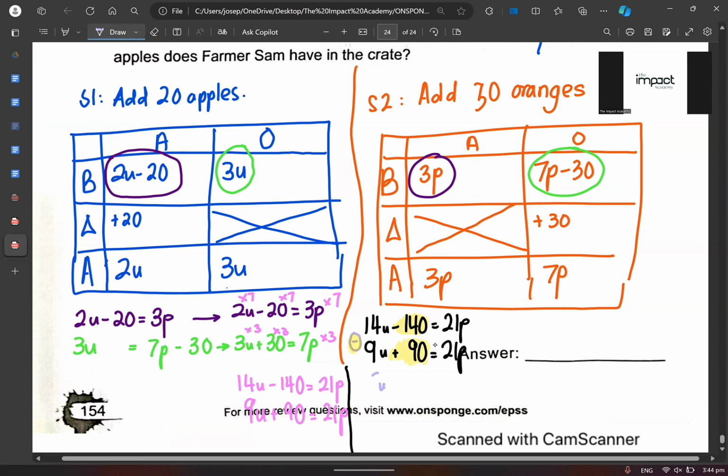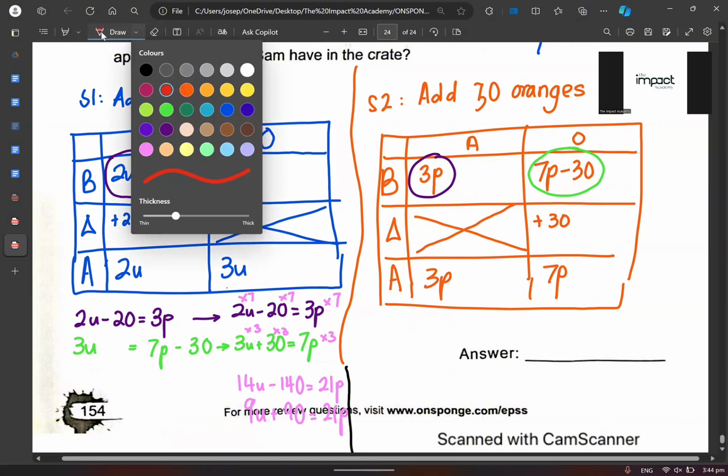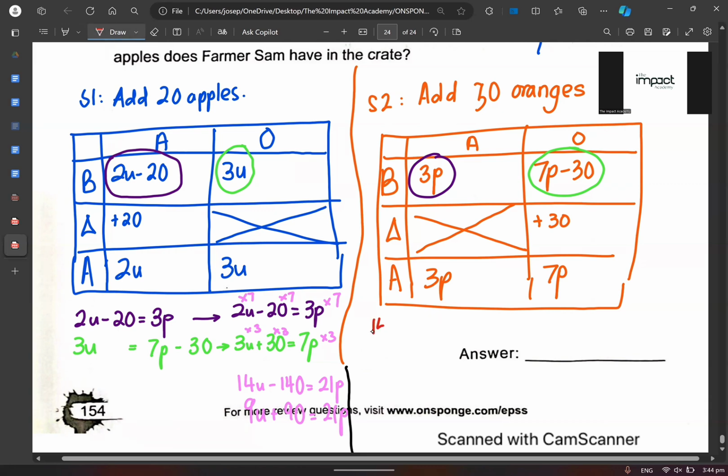Because if both are equals to 21 parts, we can just put them side by side. We don't even have to do this, okay? Because if both are equals to 21 parts, all I need to do, listen up very carefully, I just have to say 14 units minus 140 is equals to 9 units plus 90. You all agree so far?